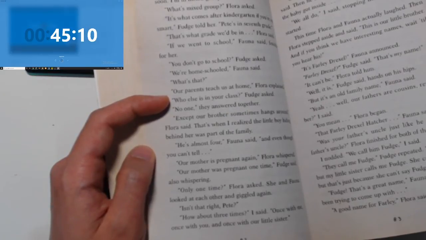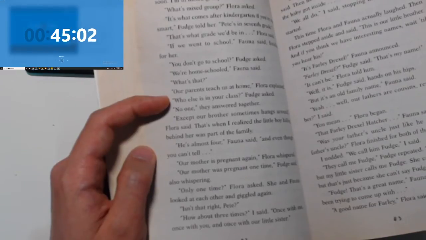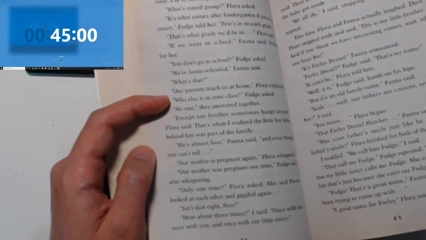Fudge said. Then he danced around singing, "I know the way. I know how the baby got inside." "We all do," I said, stopping him before he got started. This time, Flora and Fauna actually laughed.